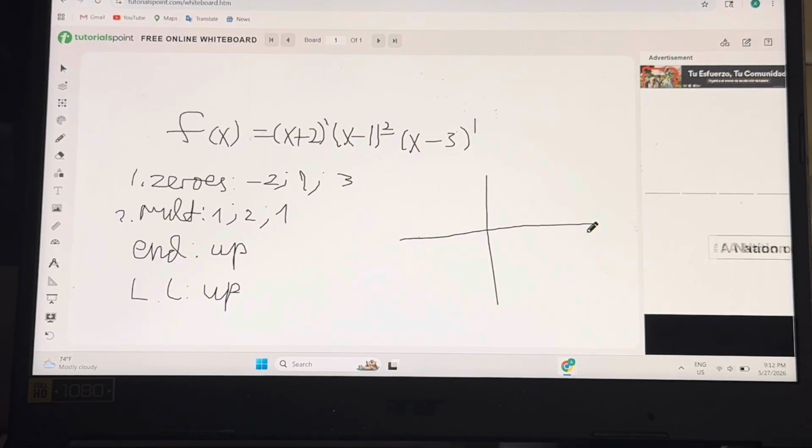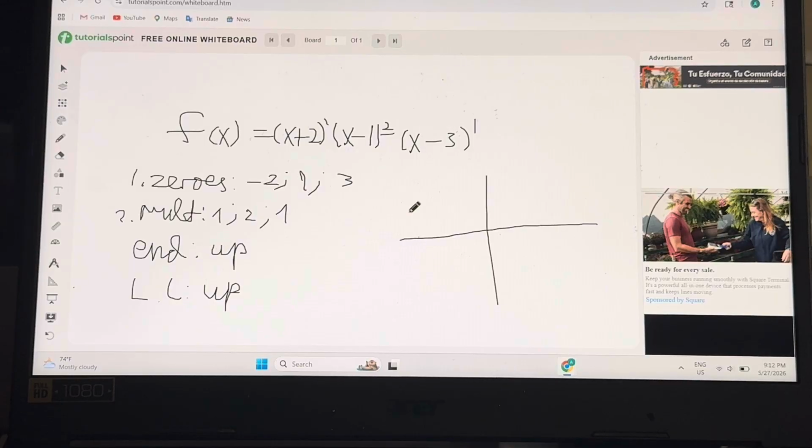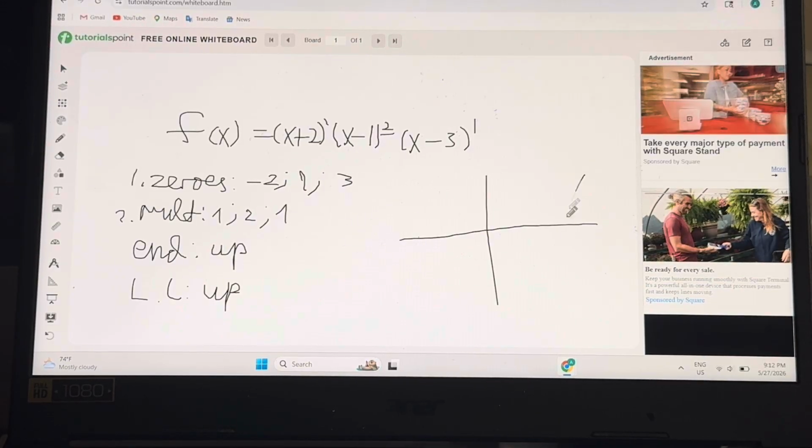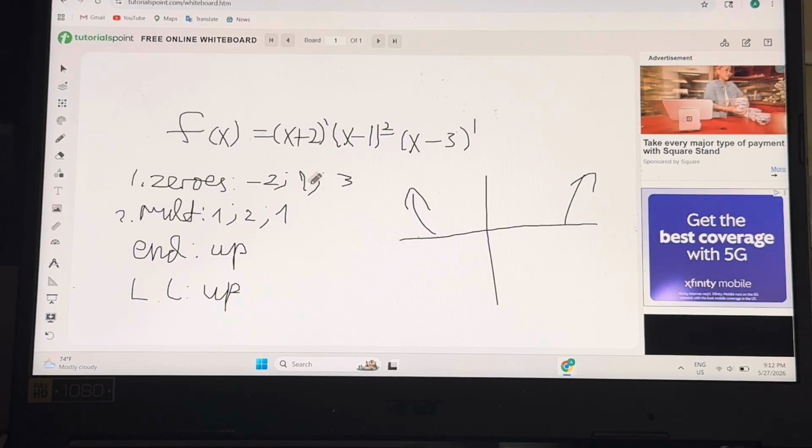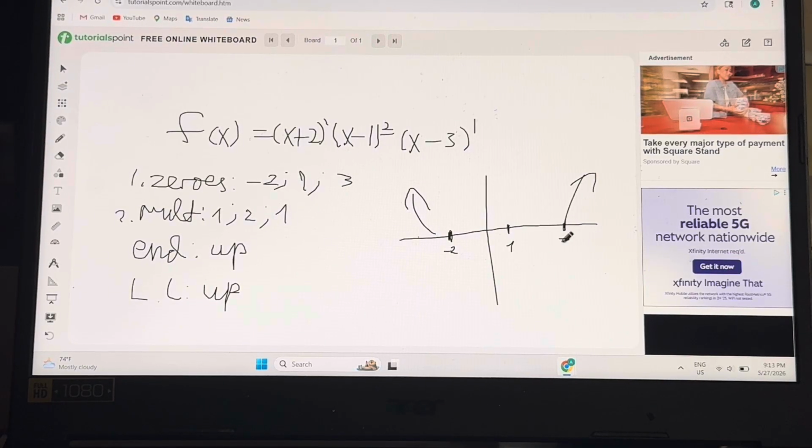Now, let's graph this all together. So we remember that the leading coefficient is positive, and the degree is even. Therefore, both ends are going to face up, right? So now look at the zeros. Let's mark them up: -2, 1, 3.